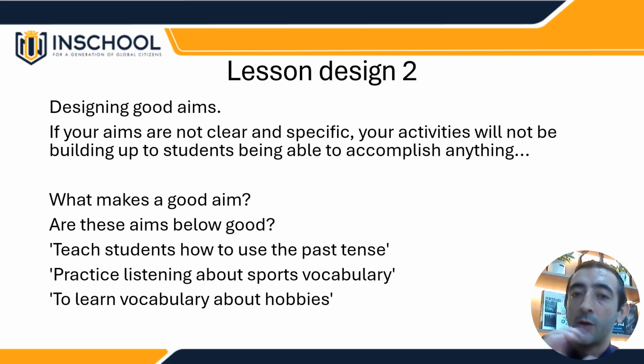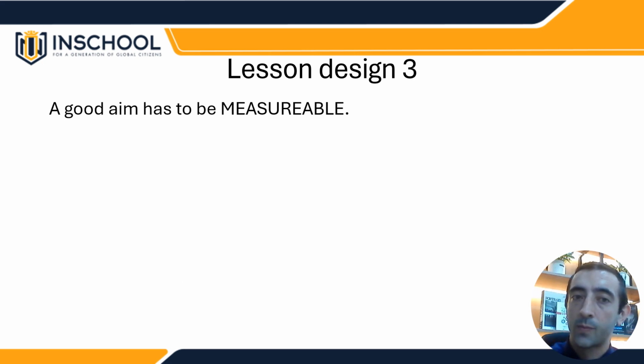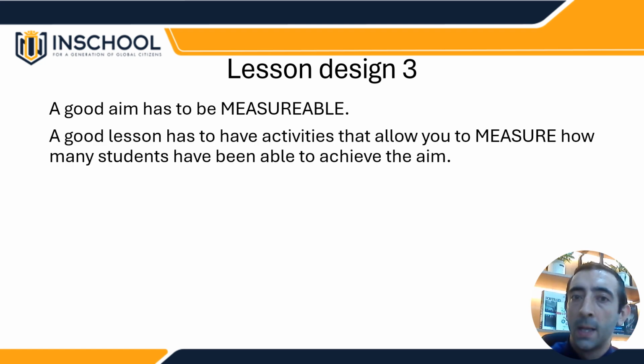So again, coming back to my main point, aims are very important, because if you have a clear aim, it will be very clear who has been able to achieve that aim and whether or not you have weak students in your class who, after a well-staged lesson, still cannot complete the aim. As I said in the previous slide, it has to be measurable. You have to have activities which enable you to measure the aim.